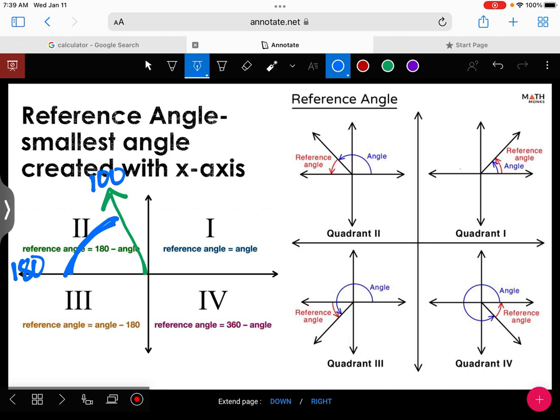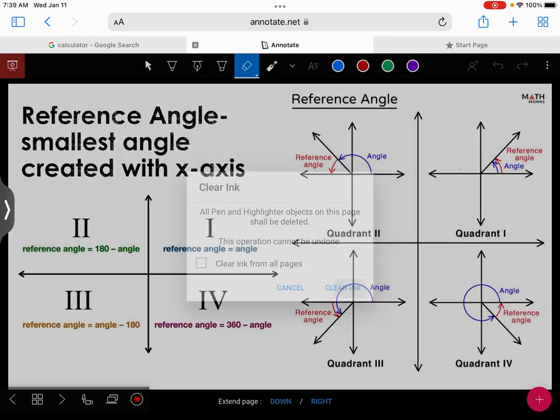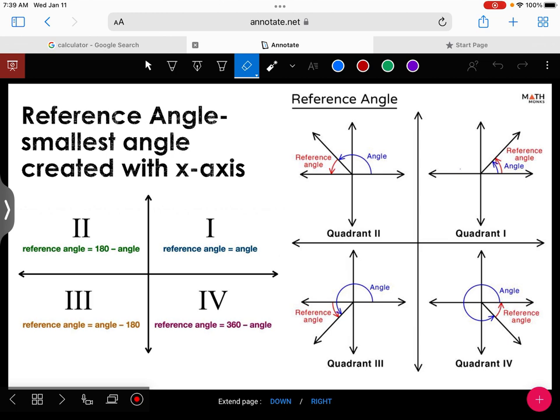If you're in quadrant 3, notice that it's the angle minus 180. So whatever your angle is, minus 180 is your reference angle. And if you're in quadrant 4, it's 360 minus the angle. So these are the formulas on how to find your reference angles, and this just gives you a visualization.